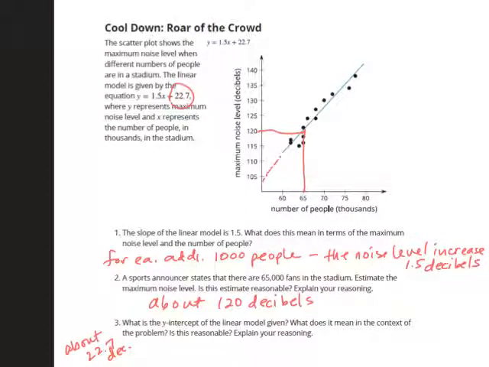Last question says, what is the y-intercept? And you really want to take this from the equation. It's 22.7, which means for an empty stadium, no people, the maximum noise level is 22.7 decibels.